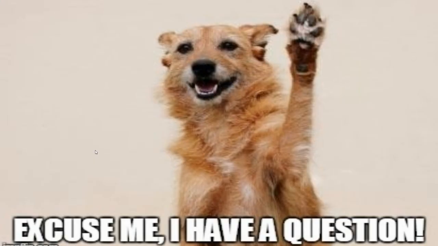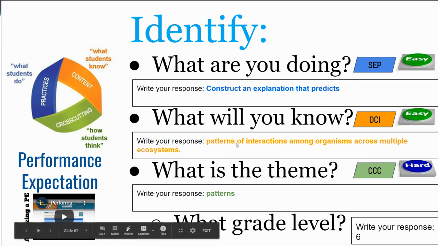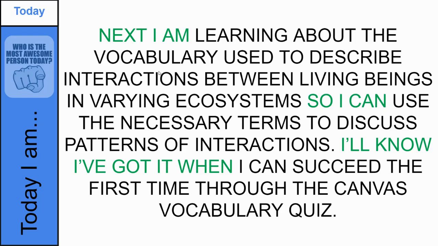Okay, another question for you. And that one should have been fast, so we are already back. So we will be looking for patterns of how these things interact as they are looking across multiple ecosystems. Next, you are going to be learning about vocabulary used to describe the interactions between living beings in varying ecosystems so that you can use the necessary terms to discuss patterns of interactions. I'll know you've got it when you can succeed the first time through the Canvas vocabulary quiz.